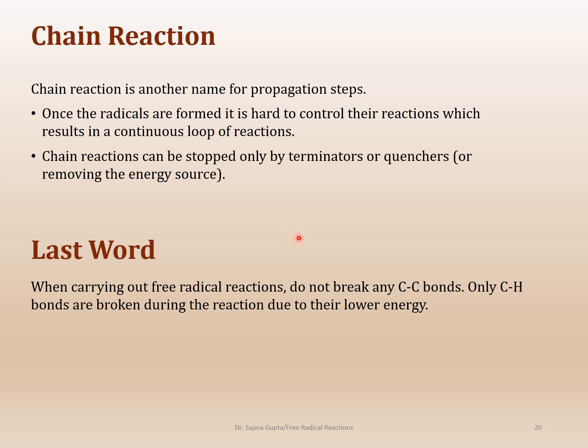I can see we are almost at the end because I have a last word here. But anyhow, one word I would like you to learn also is chain reaction. Chain reaction is a word for propagation steps. I used the word chain reaction before, but it is used only for free radical reactions, because once the radicals are formed, they just keep reacting, going on and on and on. So unless, as I said, you add a terminator or you remove the energy source, and either of those two things is needed. Yeah, you need to call Mr. Schwarzenegger for this, but jokes aside, it's really hard to control. So it's called chain reaction.